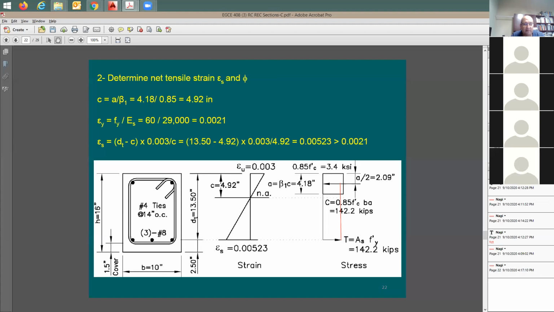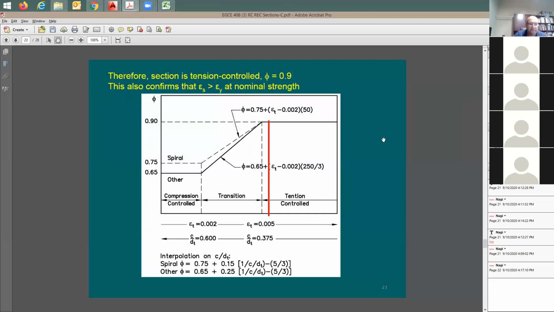It should be more. Is it more or less? No, the phi factor 0.9, so I think it should be 0.36. So I'm going to say 492 divided by 13.5. It's 0.364, right? Yeah. Okay, so let me use it here.